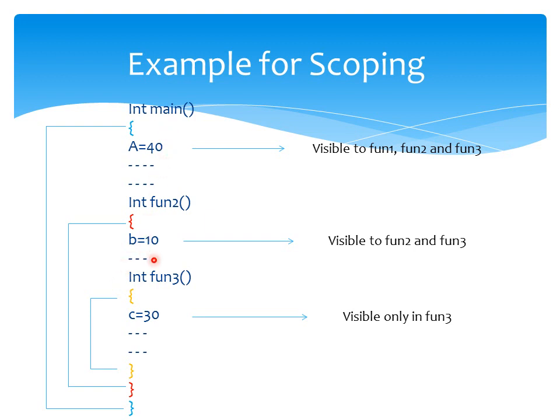So b is available only in function 2, and it is available in function 3 also, because it is called enclosed scope. When a function contains another function, it is called an enclosed scope. Here you can see function 3, with c equal to 30. So c is a variable that is called a local variable. It is visible only in function 3, because the scope starts here and ends here.